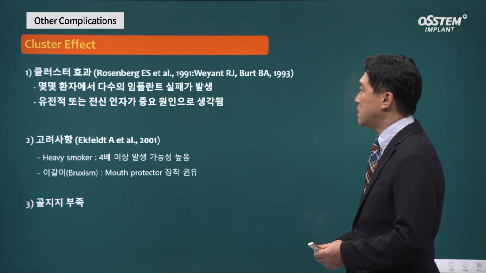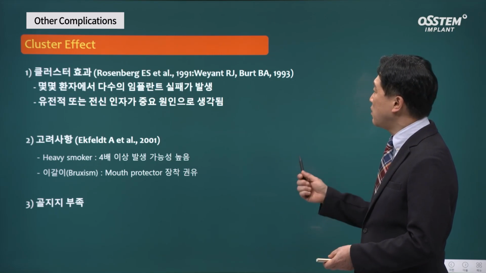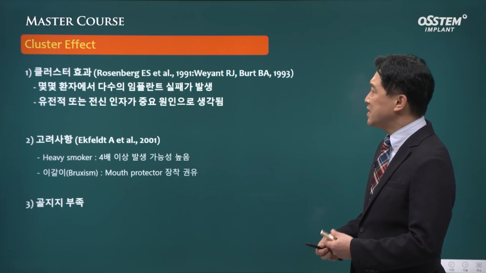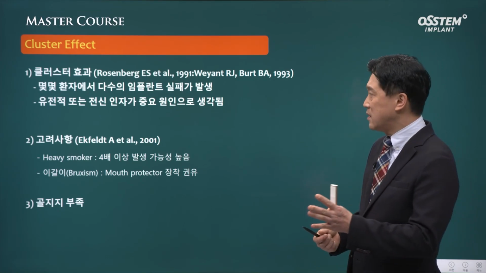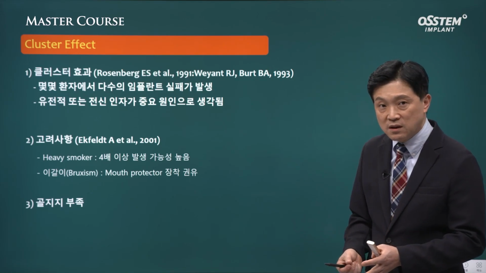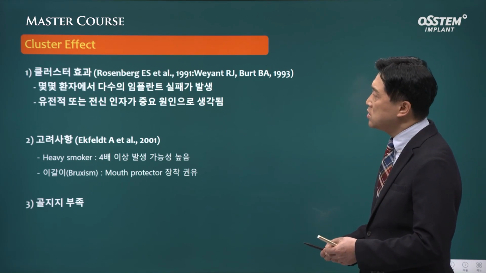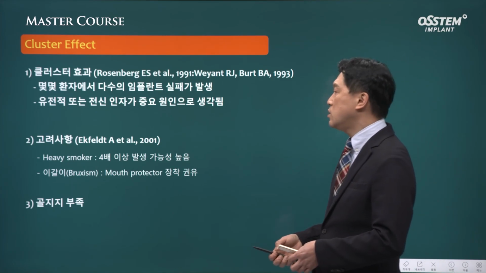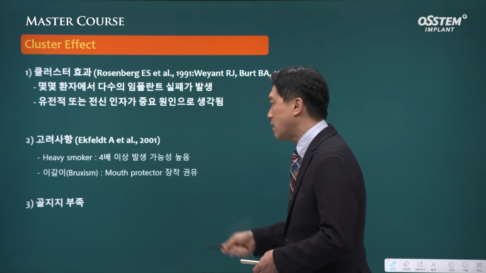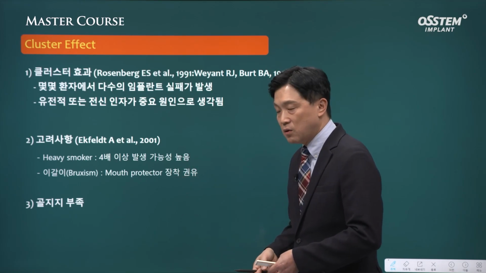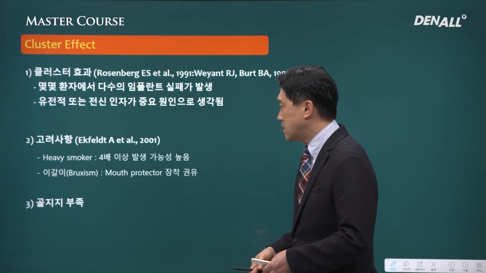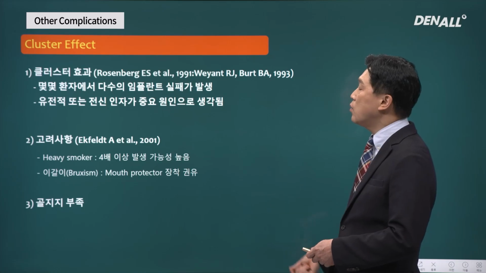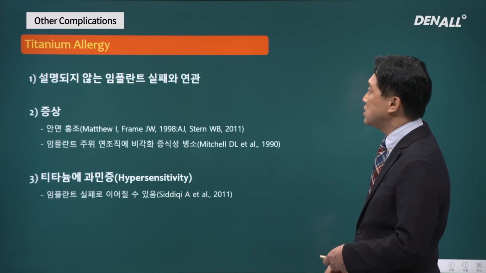Next is the cluster effect. In 1991 and 1993, these cases were reported. In some patients, multiple implants failed for no reason. The primary cause was considered to be genetic or systemic factors, and most of the contributing factors were relevant to smoking. Bruxism also did play a role, and in this case, the recommendation is to use a mouth protector. This is not something you come across very frequently.